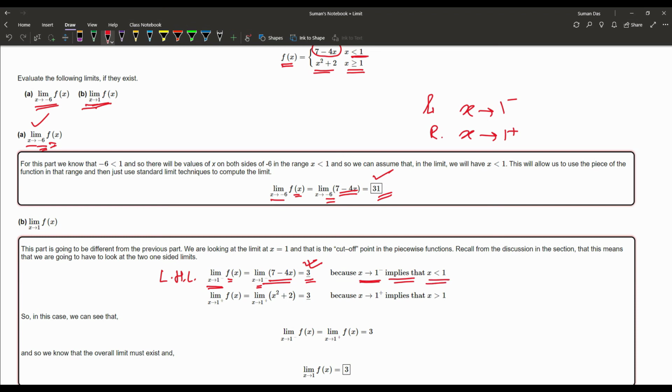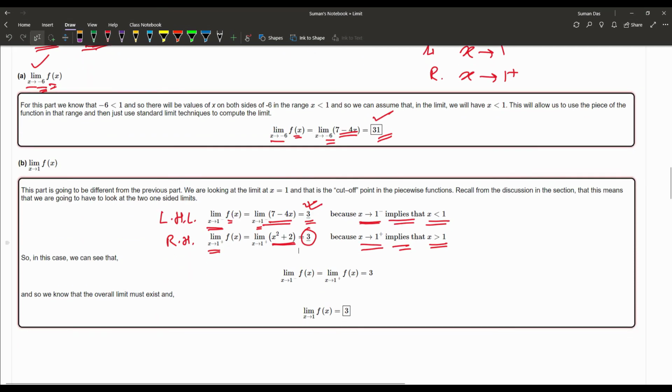Now for the right hand, that means x tends to 1 plus. When x tends to 1 plus, we have to use the function x square plus 2. When x tends to 1 plus, that implies x is greater than 1. So we are putting the value 1 in place of x in that particular function, x square plus 2, and we are getting the result as 3.